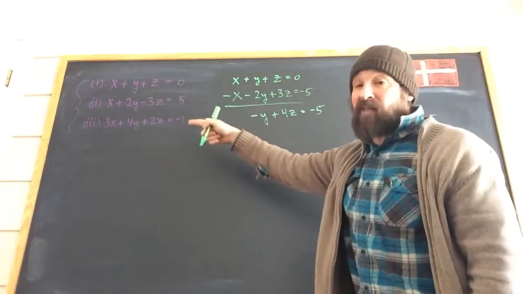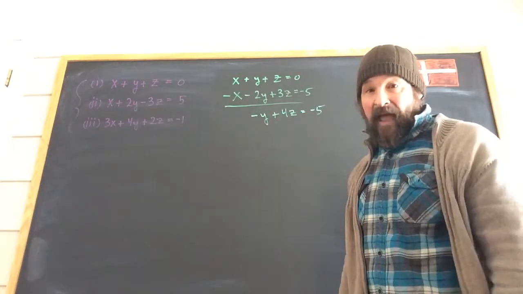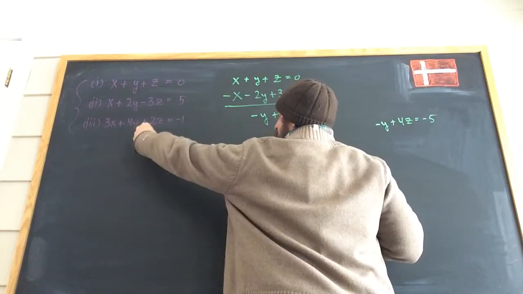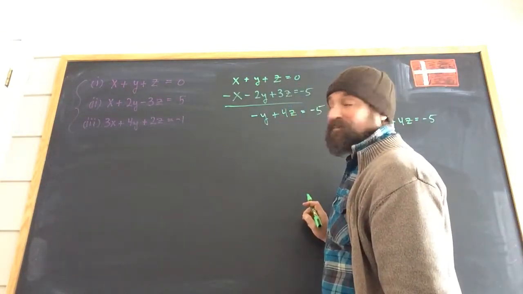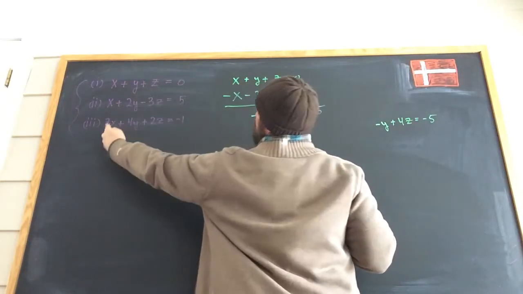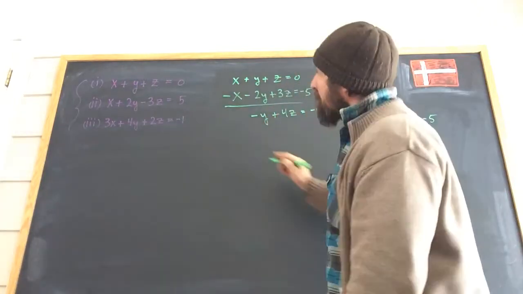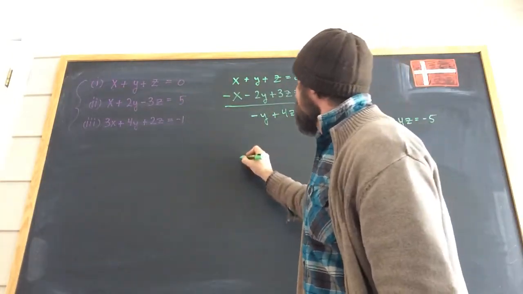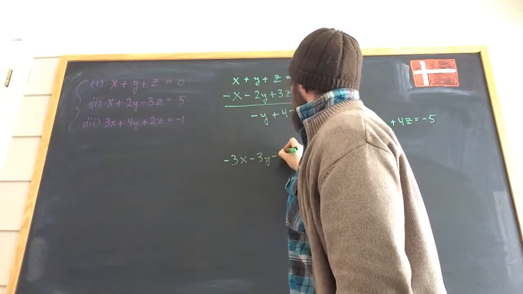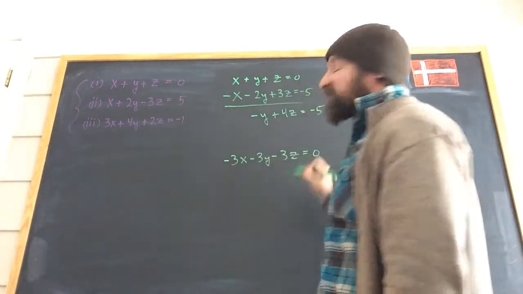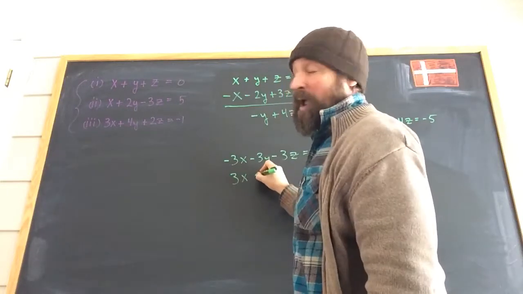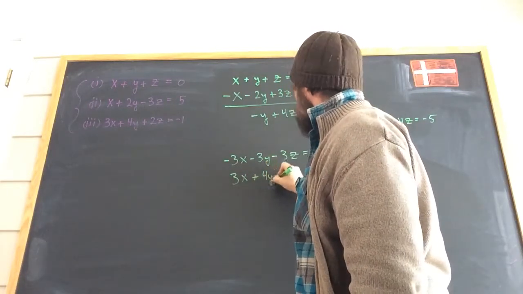And now I'm going to pick any other pair of equations and eliminate x again. So I'm going to take equation 1 and equation 3, and I'll eliminate x. And to do that, I'll multiply everything in equation 1 by -3. Okay, so let me multiply everything in equation 1 by -3. So I have -3x -3y -3z equals 0. And now let me add the new equation 1 and equation 3 together.